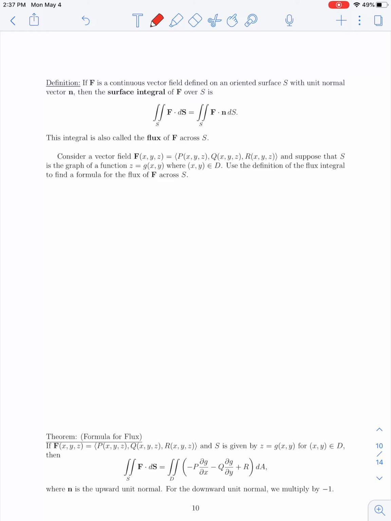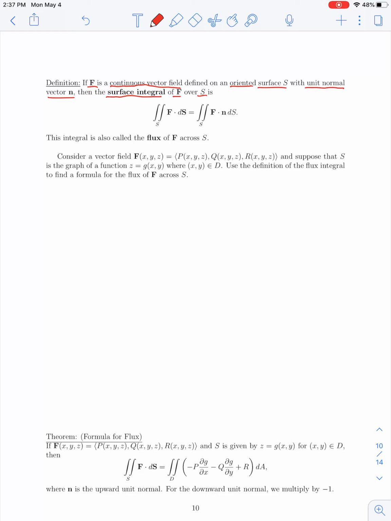Let's think about how we could define a surface integral of a vector field over such a surface. So here's our definition. If we have some continuous vector field F, which is defined on an oriented surface S with a unit normal vector n, since this is orientable, for any point on our surface we can choose a unit normal vector, either with the positive or negative orientation, and we would define the surface integral of that vector field F over our surface as follows.